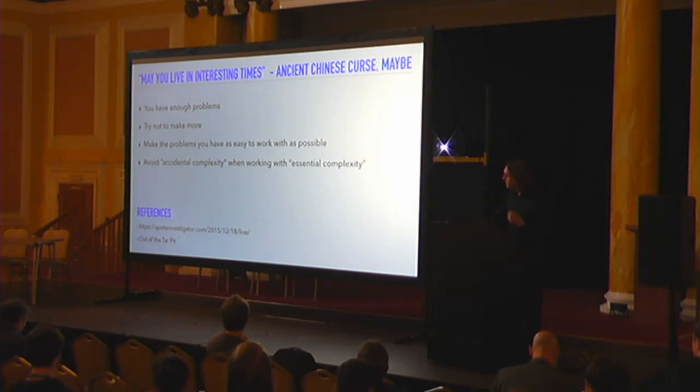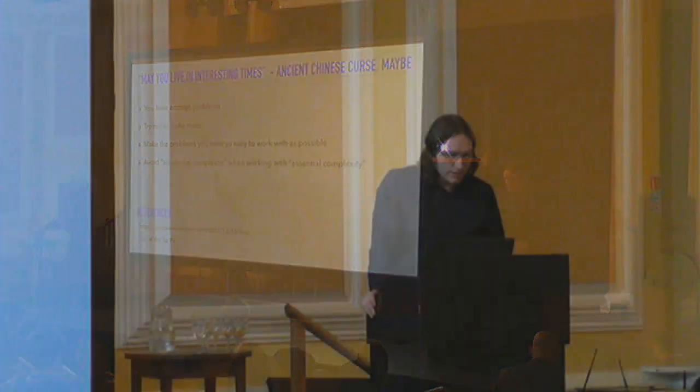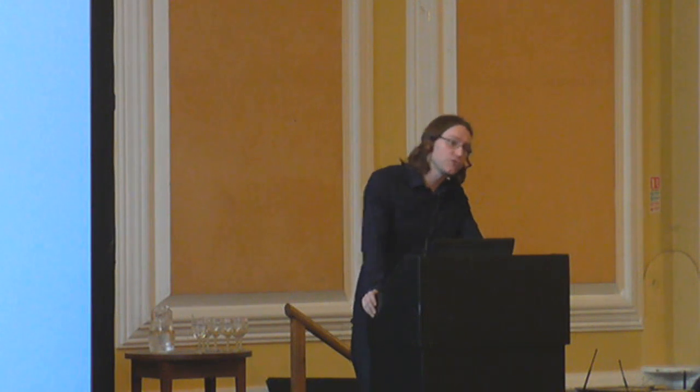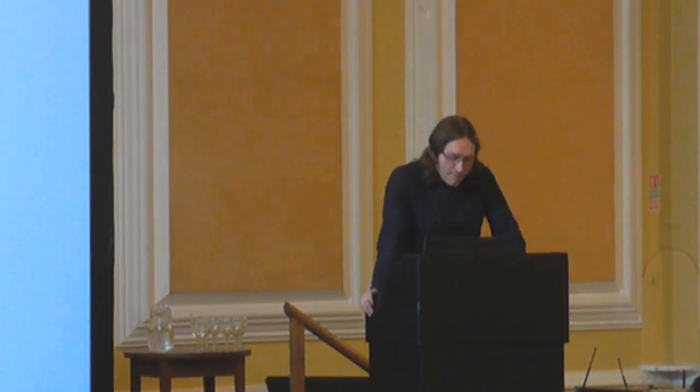So here's my case in a nutshell for boring code. You have enough problems already. They've all come from your customers, your requirements, your contractual obligations, and those problems are worth money to you. So try not to make any more along the way. Out of the Tar Pit describes these kinds of problems as accidental complexity as opposed to essential complexity.